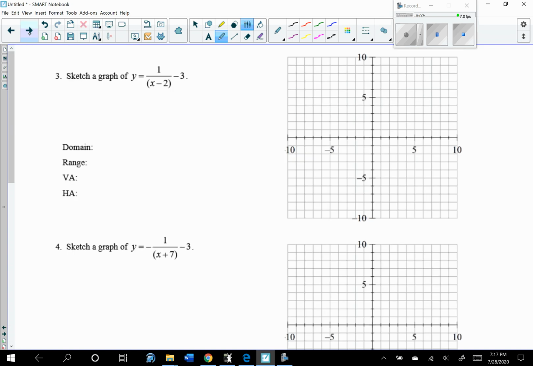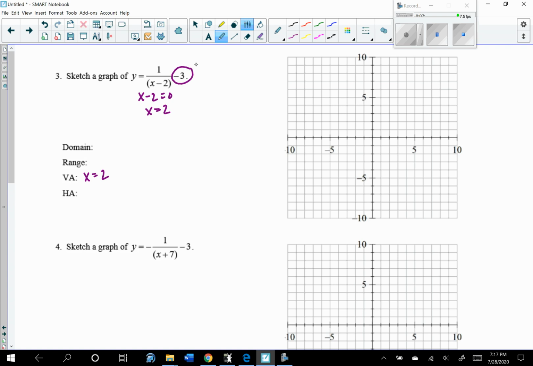So let's go ahead and sketch a graph of y equals 1 over x minus 2, minus 3. The first thing you want to do is find the asymptotes. We know that whatever is in the denominator cannot be equal to 0. So x minus 2, set it equal to 0 and solve, and we get x equals 2. So we know we have a vertical asymptote at x equals 2.